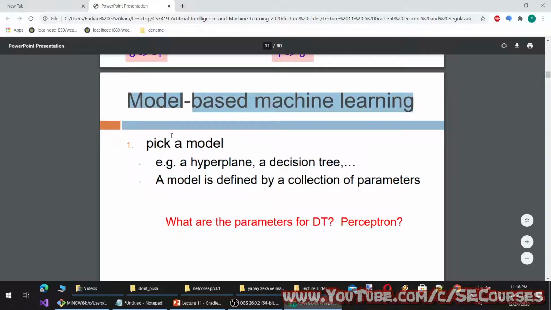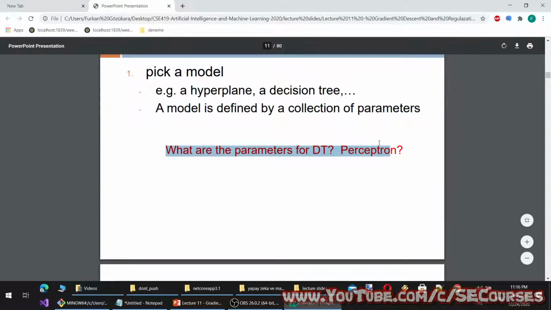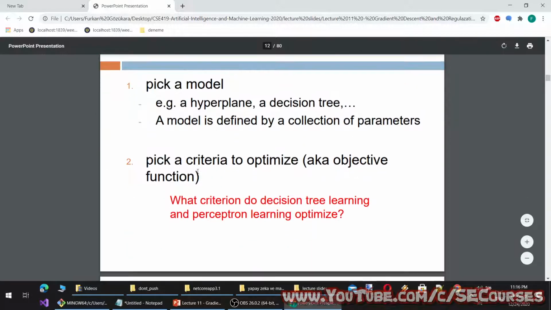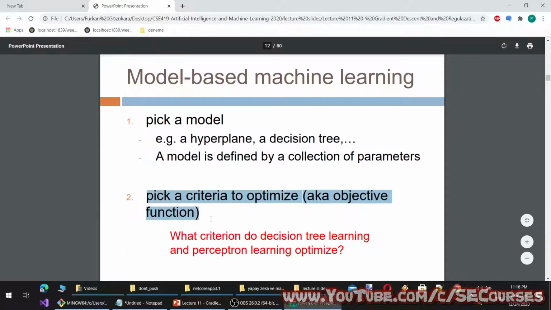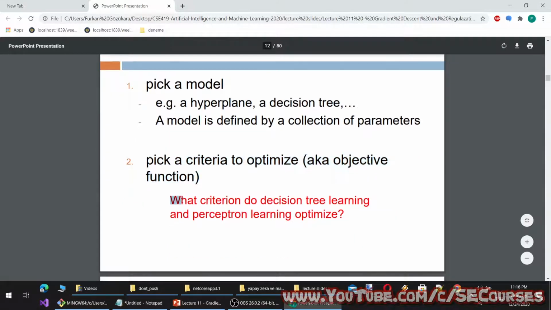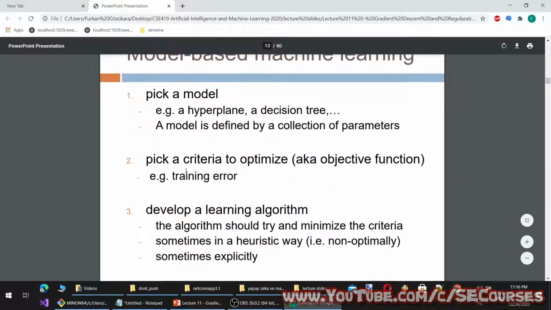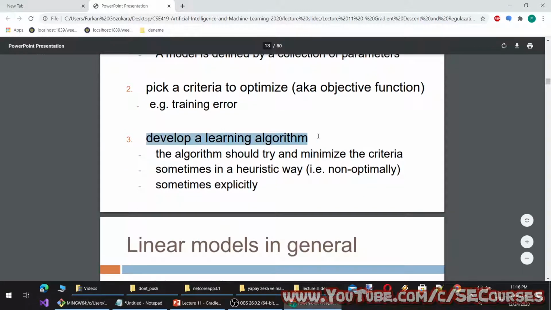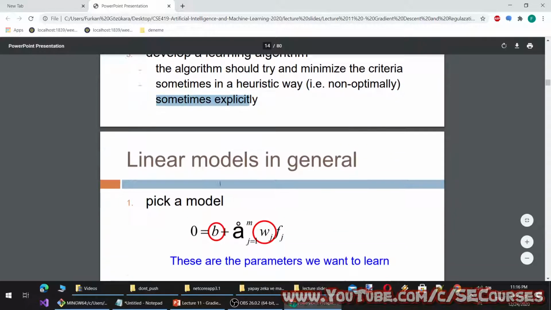Okay, model-based machine learning. Pick a model, e.g. a hyperplane or a decision tree. A model is defined by a collection of parameters. What are the parameters for a decision tree or perceptron? And pick a criterion to optimize, also known as the objective function. What criterion do decision tree learning and perceptron learning optimize? Develop a learning algorithm. The algorithm should try to minimize the criterion, sometimes in a heuristic way, non-optimally.